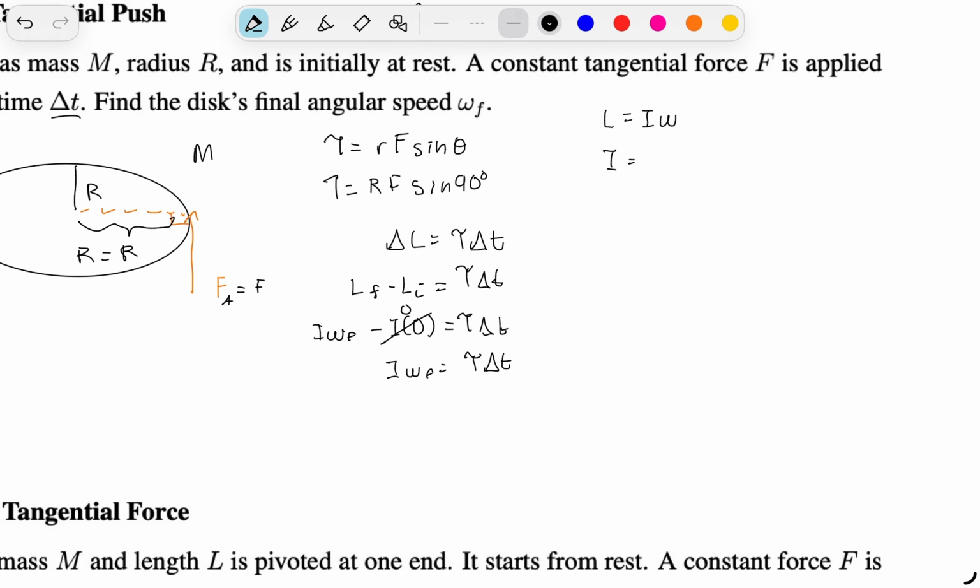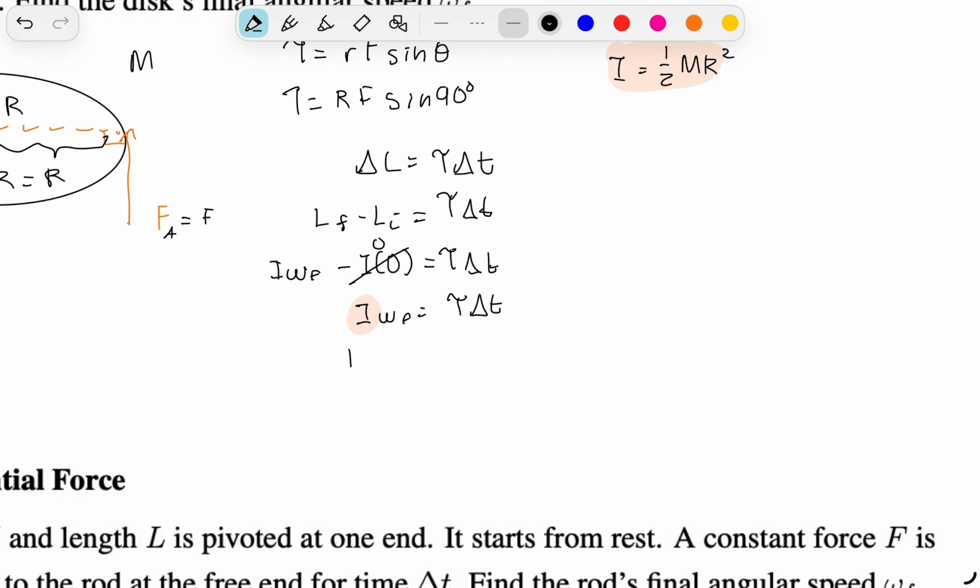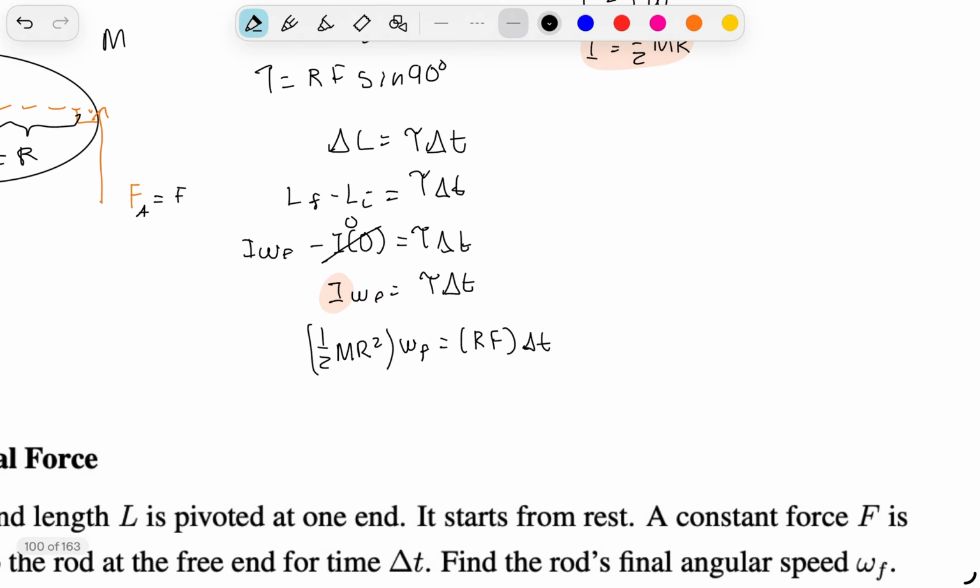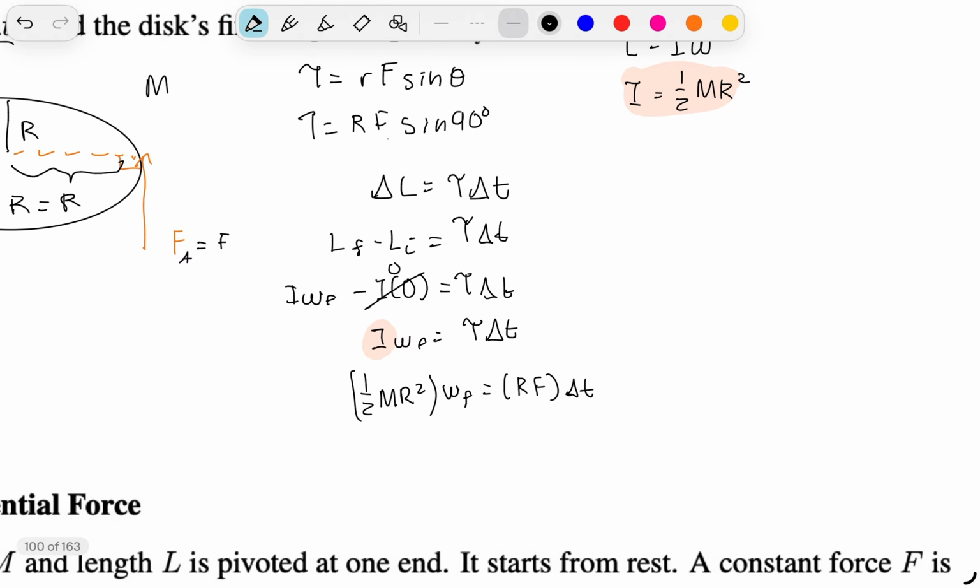Now we can substitute in our moment of inertia. We know I is equal to 1/2 m r squared for our disk. Right where we have our inertia, we have 1/2 m r squared times omega final equals r F times our delta t, because our torque exerted is equal to r times F times sine of 90, and sine of 90 is equal to 1, so that was where we got this from.